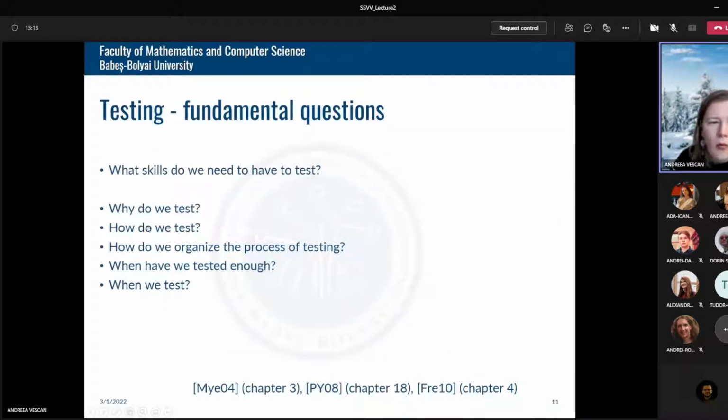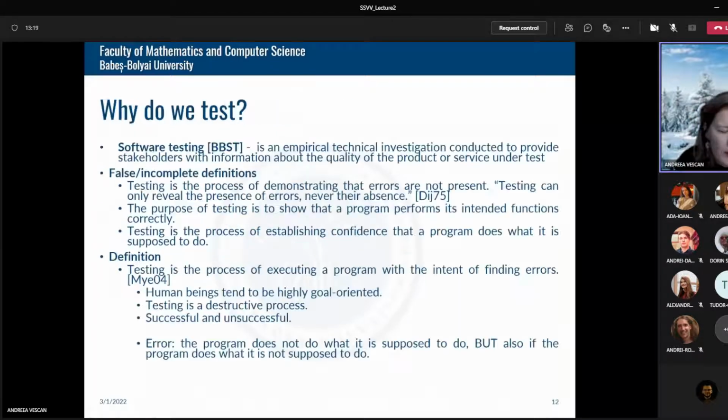Let's talk next about why we test, because this is also an important question. Before going to answer these questions, I added here some definitions of testing, and you can find in different books and articles and over the internet incomplete definitions about testing as being the process of demonstrating that errors are not present, or the aim of testing is just to show that a program performs according to the requirements, or that it proves that the program does what it is supposed to do. However, those are incomplete definitions.